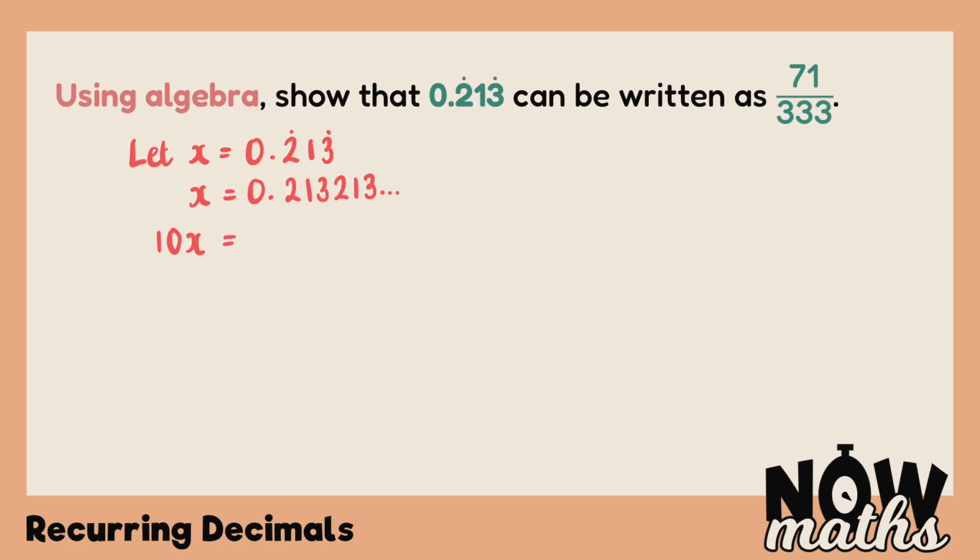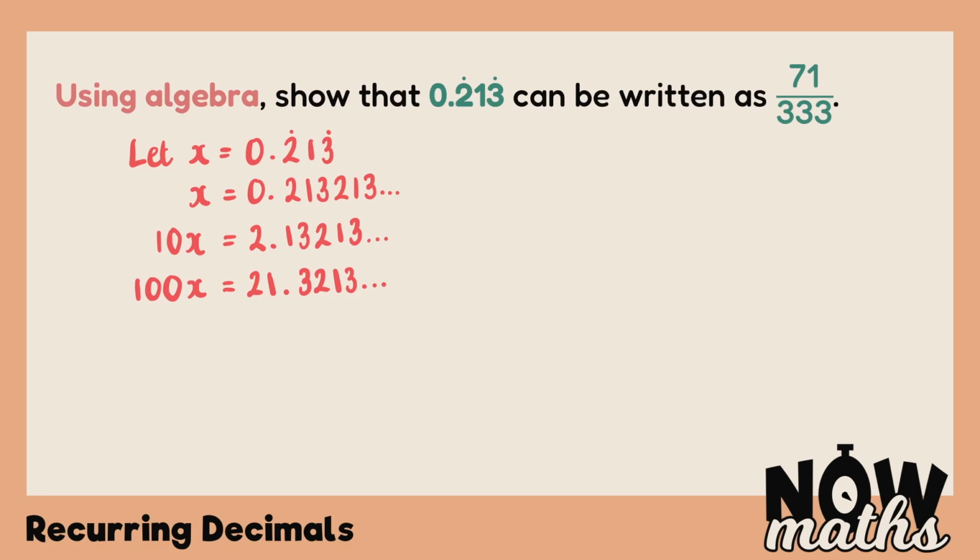And if we multiply 0.213 recurring by 10, all the digits shift to the left, so we get 2.13213213, and so on. Looking at the two decimals we have, the recurring part doesn't match completely after the decimal point. This means we're going to multiply by 10 again. So if we multiply 10x by 10, we get 100x. And if we multiply 2.132 recurring by 10, we get 21.321321, and so on.